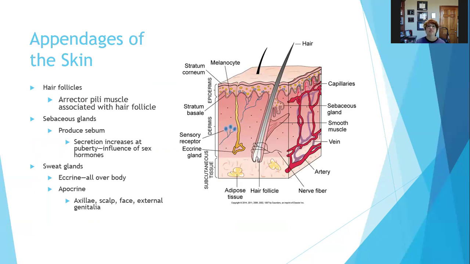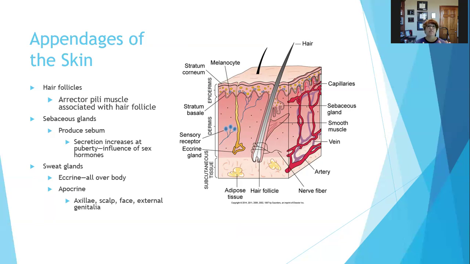Hair follicles, and each follicle has an erector pili muscle associated with that hair follicle, and when you feel like you have goosebumps or your hair stands on end, it's those muscles that are working. They're highly connected into the sympathetic nervous system, which is controlling temperature and controlling blood flow. Sebaceous glands produce sebum, which is our natural skin oil. Secretion of sebum increases at puberty under the influence of sex hormones.